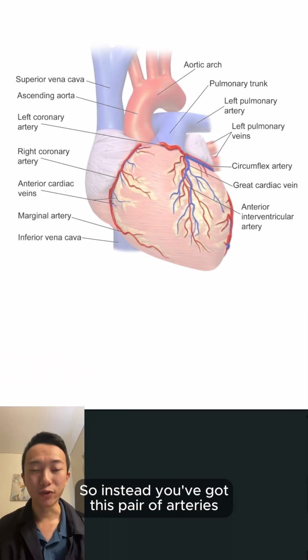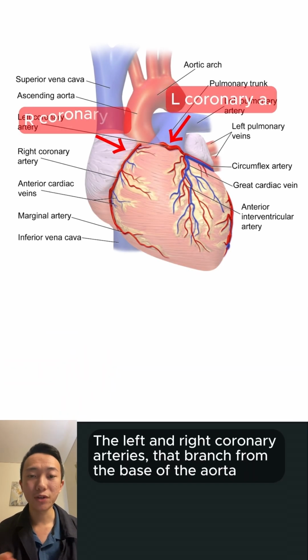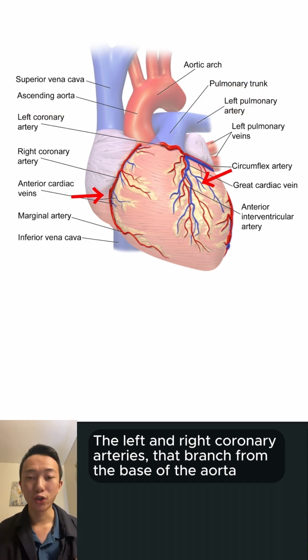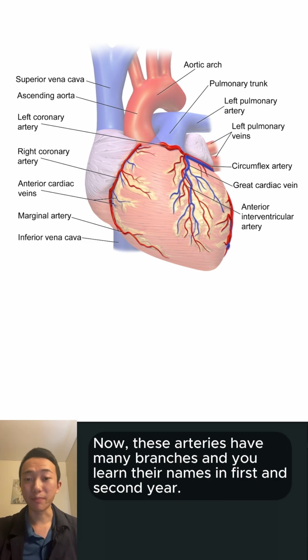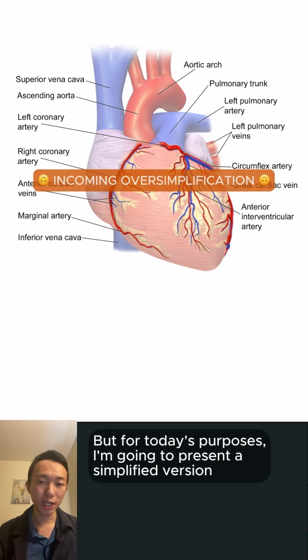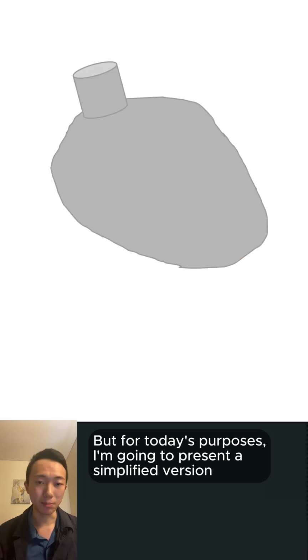So instead, you've got this pair of arteries, the left and right coronary arteries, that branch from the base of the aorta to supply the heart itself from the outside in. Now, these arteries have many branches, and you learn their names in first and second year. But for today's purposes, I'm going to present a simplified version.